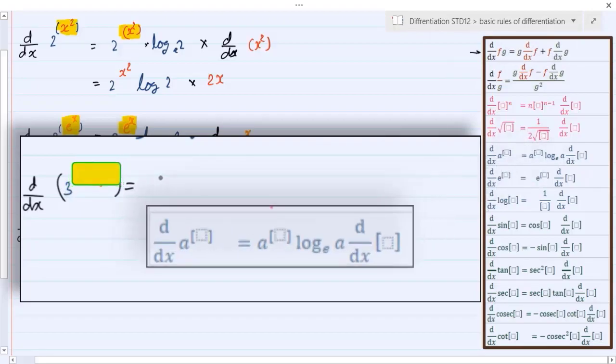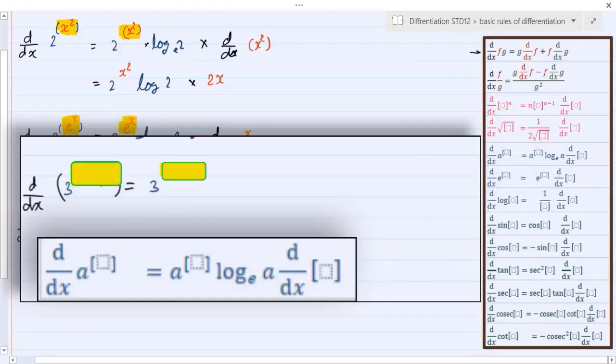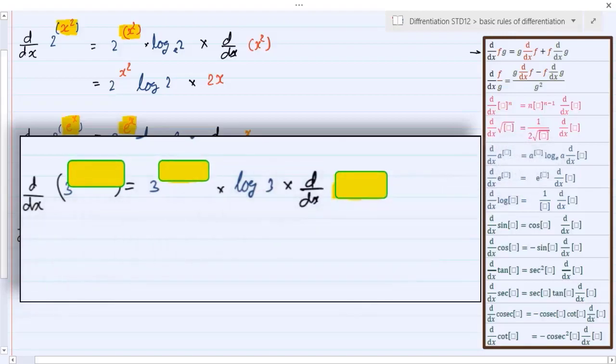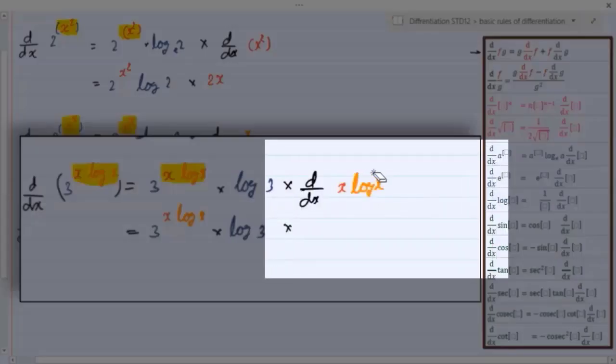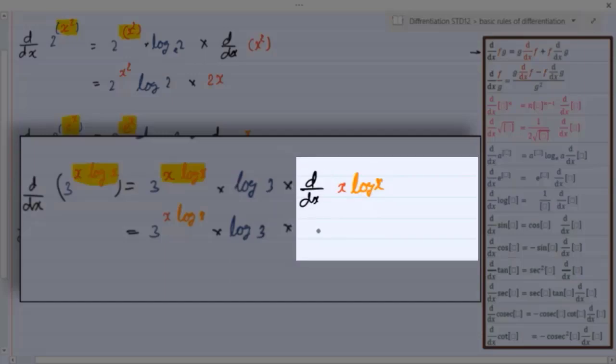Differentiation of 3 raised to box is 3 raised to box into log 3 into d by dx of box. Within the box, we have x log x. So now, you don't have to worry about this: 3 raised to x log x into log 3. We just have to focus on differentiation of x log x.